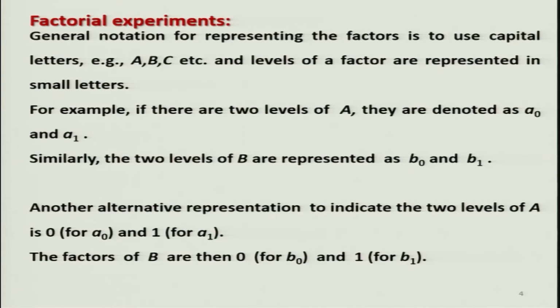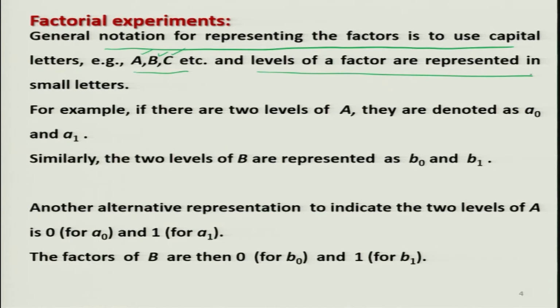Whatever I am going to explain here can be extended very easily for higher order factorial experiments. So from that point of view, you have to understand these things. As we have discussed earlier also, the general notation for representing the factors is to use the capital letters, that is the uppercase alphabets, capital A, capital B, capital C, etc. And the labels of the factor are represented in lowercase alphabets, that is small letters in our common language. So if there are 2 levels of a factor A, then they are indicated by A0, A1.